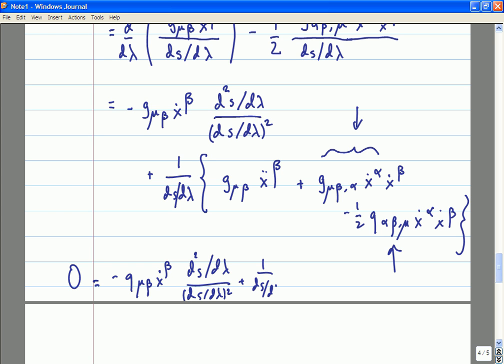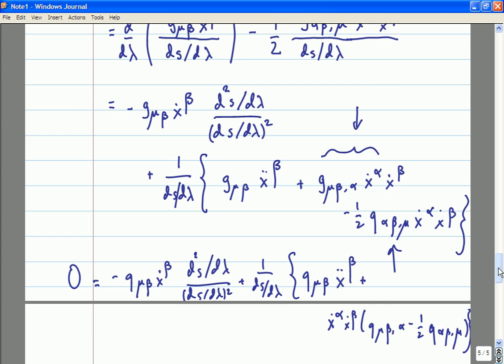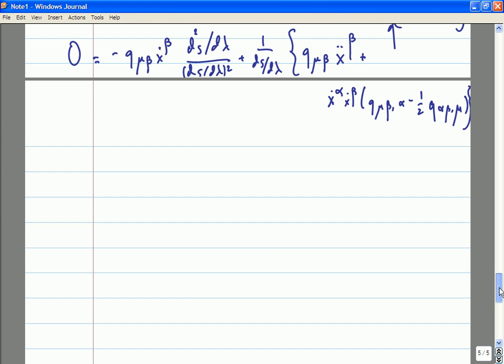And what do I get? I have g mu beta x double dot beta plus x dot alpha x dot beta times g mu beta comma alpha minus 1/2 g alpha beta comma mu. I'm sorry, I'm not writing this very clearly. Let me move it over so it's a little clearer. Plus x dot alpha x dot beta times g mu beta comma alpha minus 1/2 g alpha beta comma mu. Okay, I'll scroll this up to the top because we have more manipulating to do. Is this set of manipulations clear so far? Any questions?